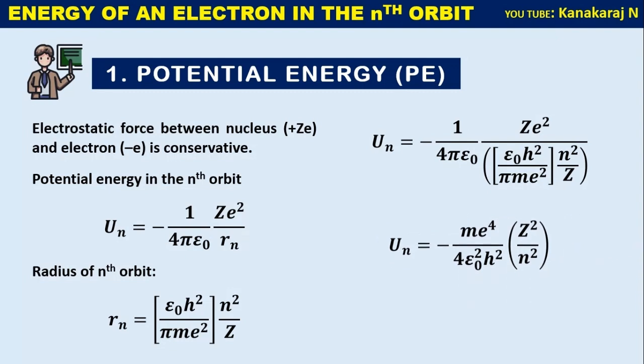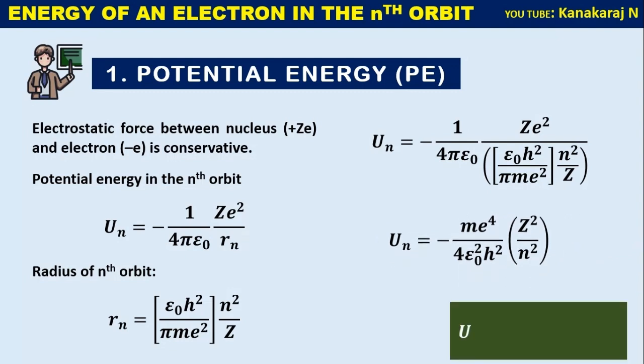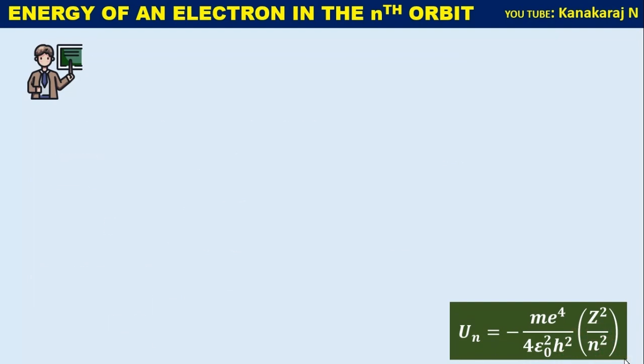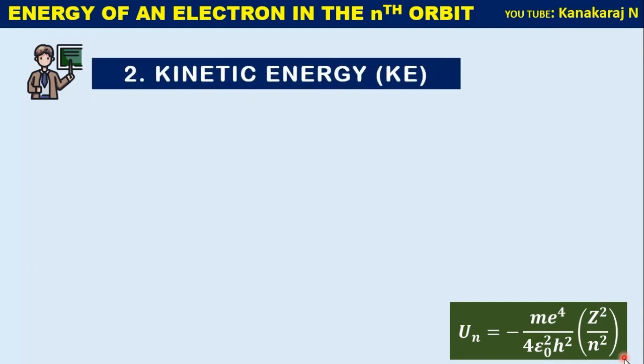Let us write it here in the corner for further reference. Epsilon n equals minus m e power 4 divided by 4 times epsilon naught square h square, multiplied by Z square divided by n square. Now let us find the kinetic energy of the electron.